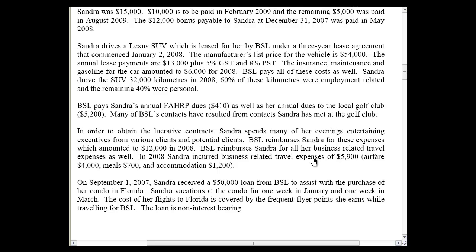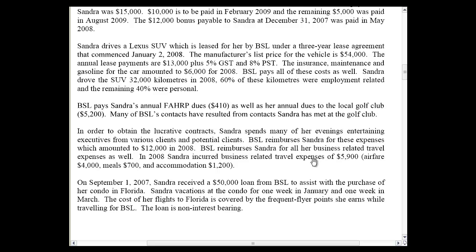Okay? BSL pays annual dues of $410 and $5,200 for the local golf club. Any adjustments? Katie, what do you got? For the golf club, the company can't deduct those. Okay? Easy one always. You see golf club, non-deductible. So for the company, they cannot deduct it. So you're going to say non-deductible expense in your analysis, then you're going to go and add that on your schedule of issues or adjustments.